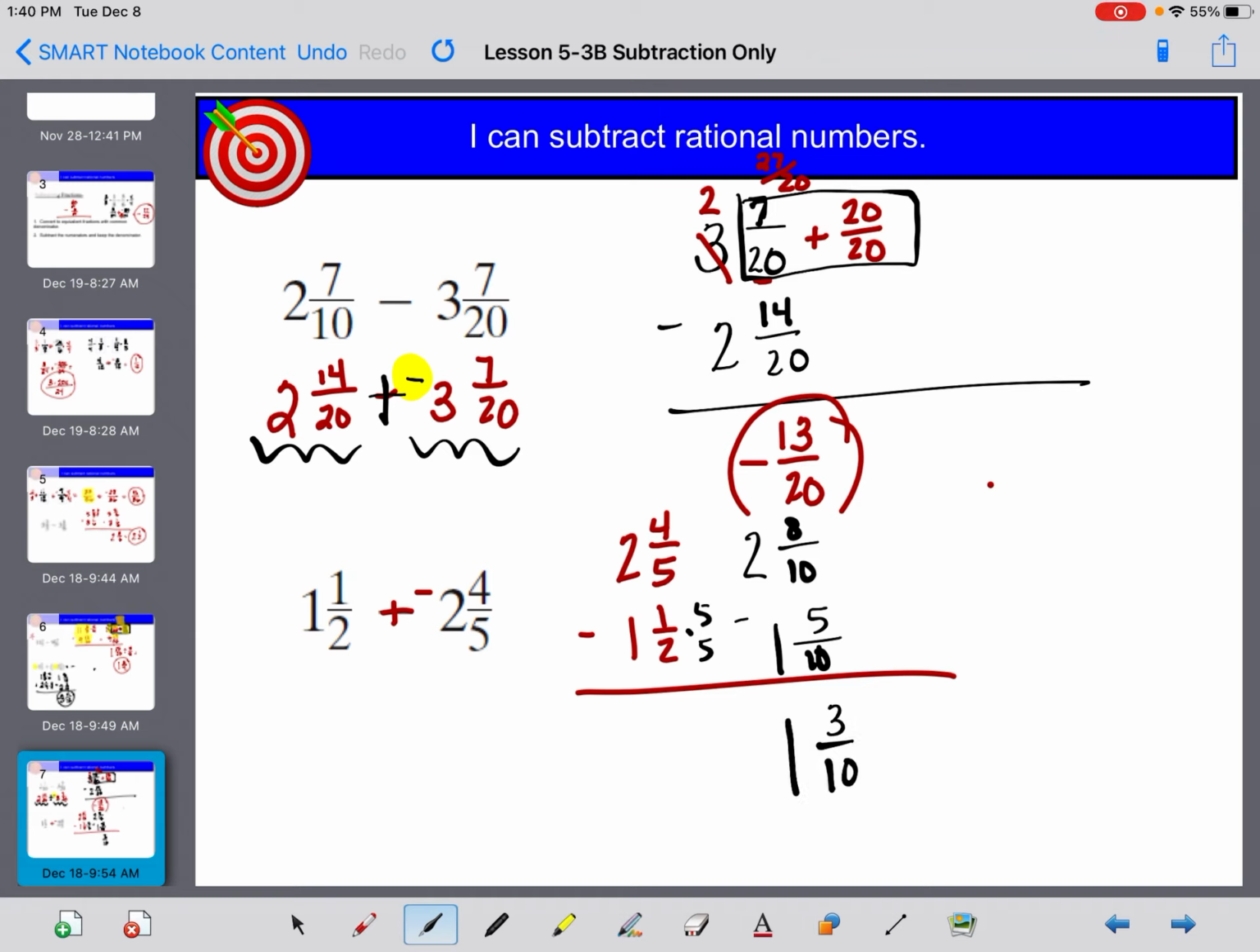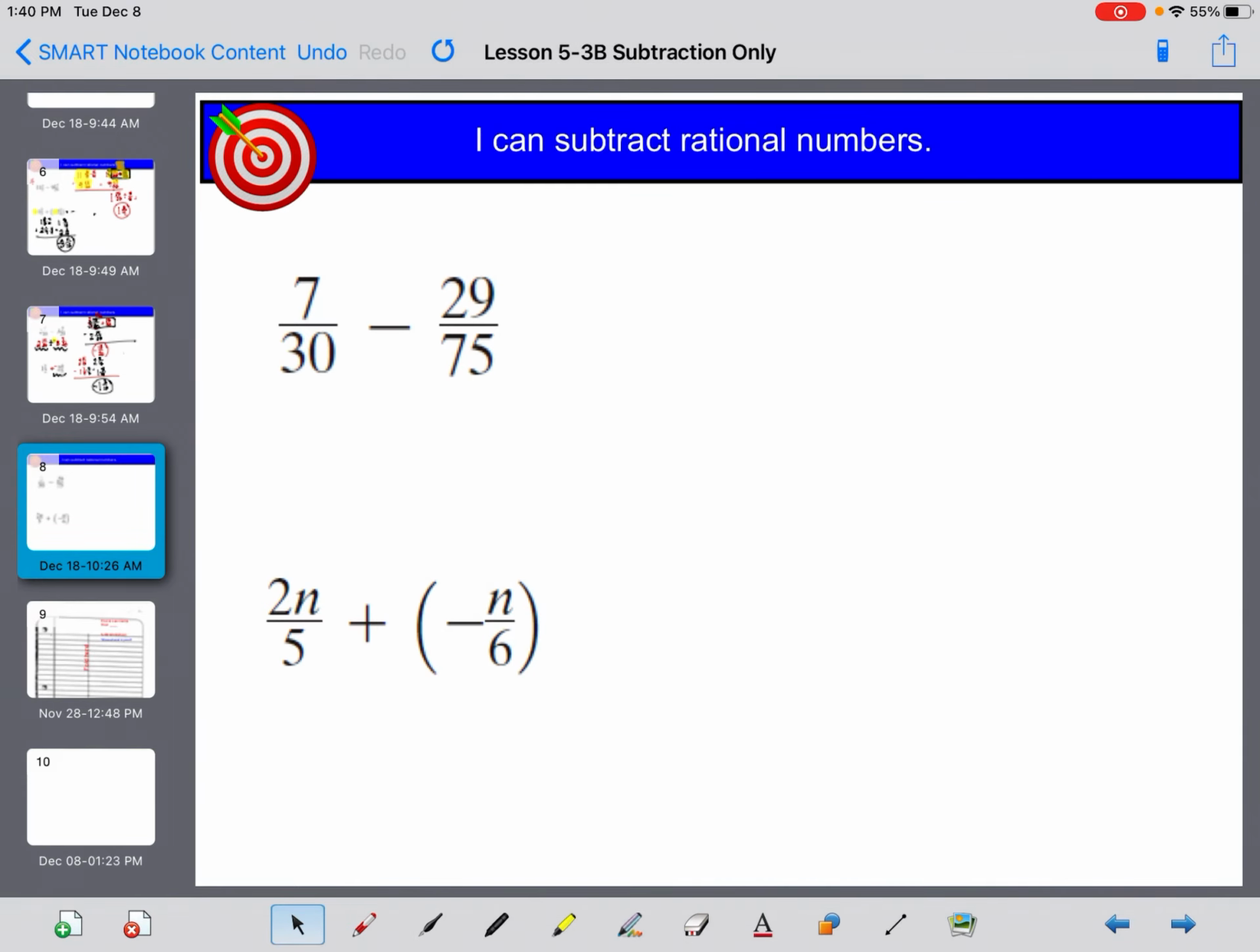In this first problem, I have 7/30 and 29/75. If I multiply the 75 by 2, I get 150. So I think that's going to be my least common multiple. Now, 5 times 30 is 150. 7 times 5 is 35. 29 times 2 gives me 58.